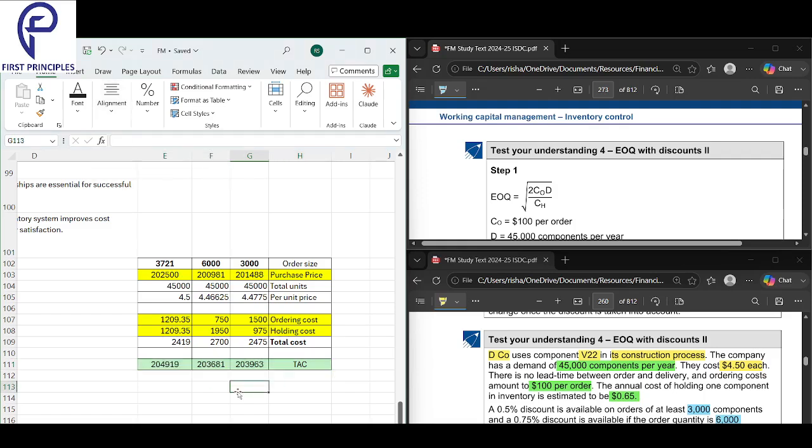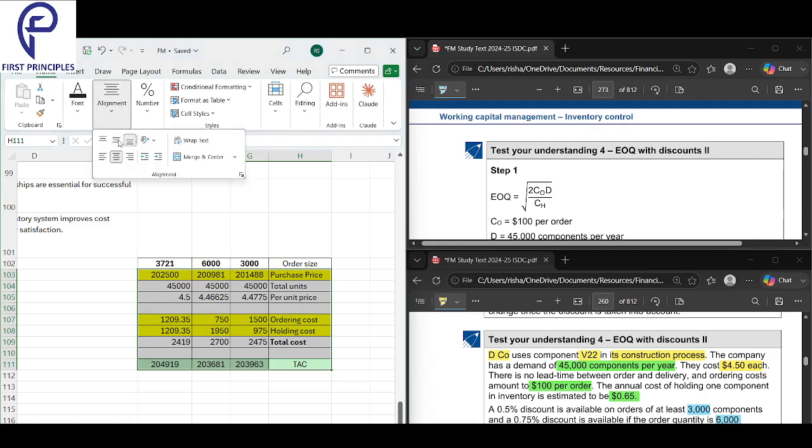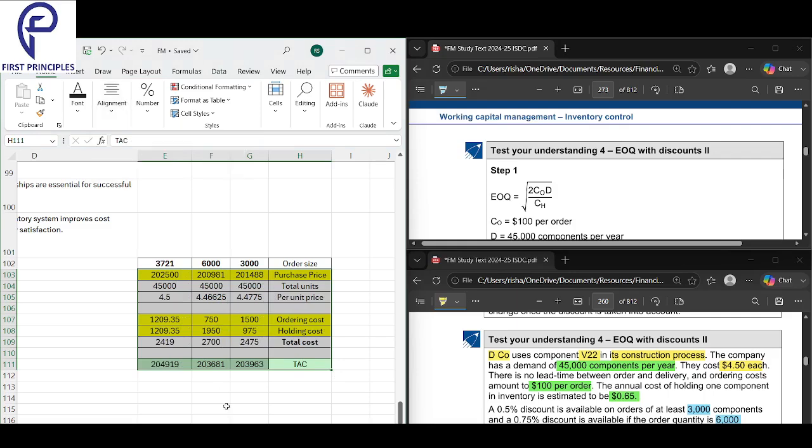In 1 year, if you hold inventory, first you will purchase it, then you will store it, right? But before purchasing, you will place an order also. So this is your total annual cost. And this is a simple way of doing these kinds of discount sums, because otherwise it will just feel very complicated. This is a simple way of doing the discount sums.